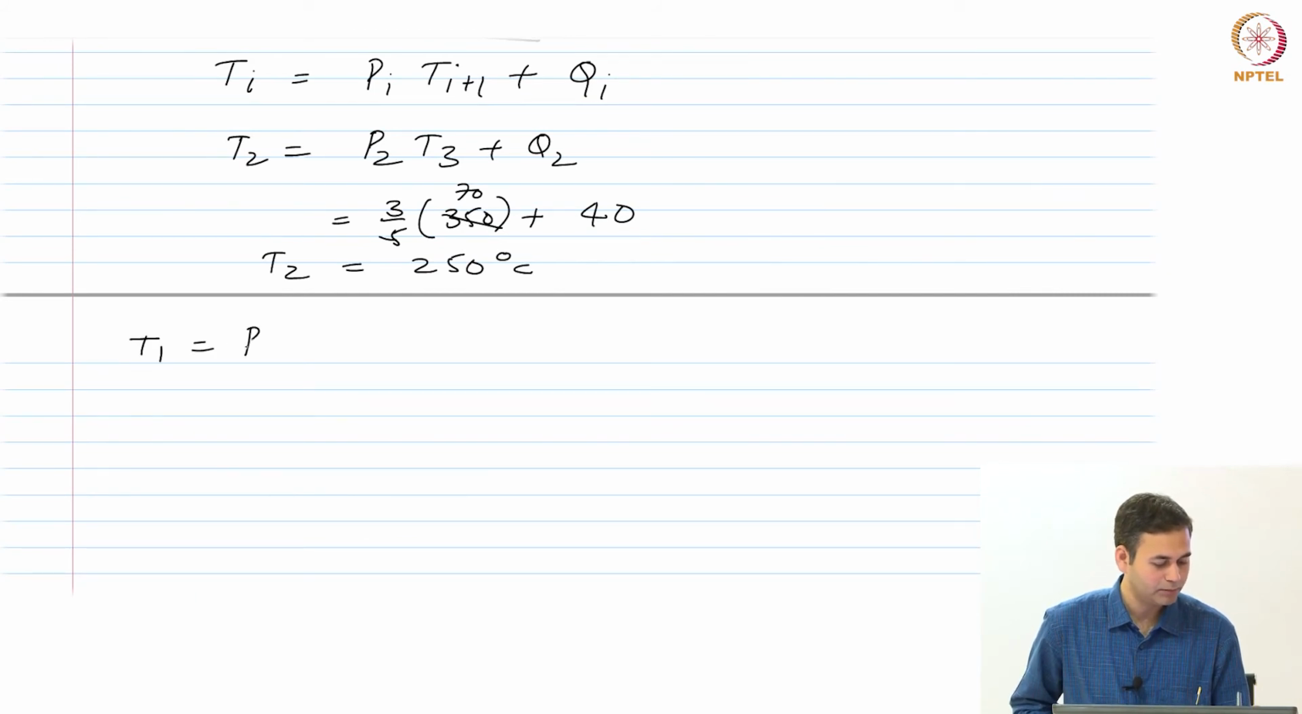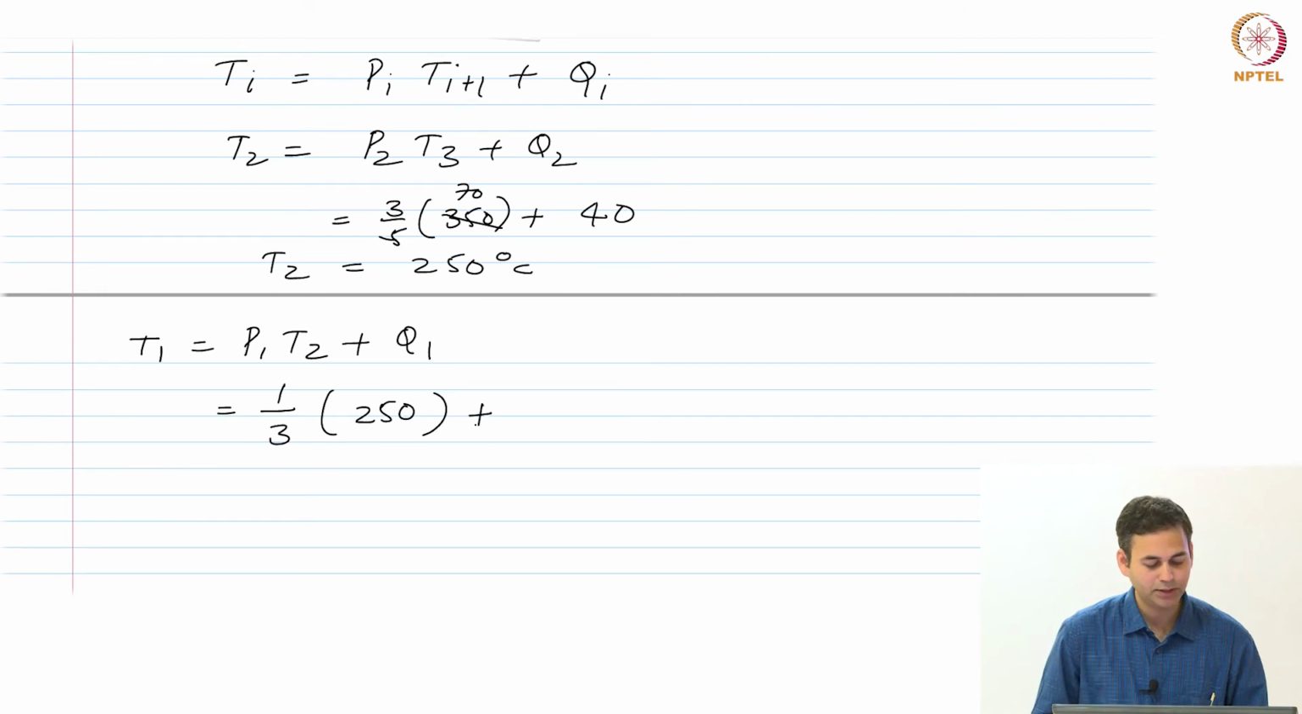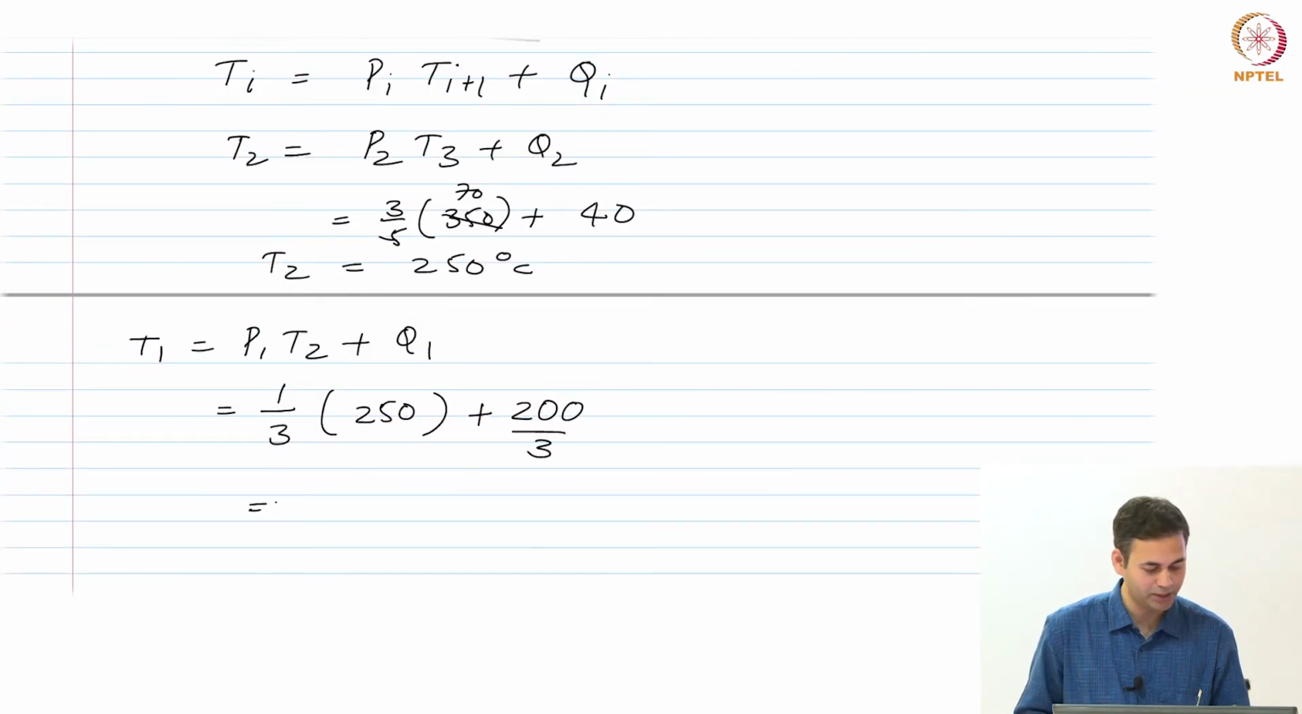T1 equals P1 T2 plus Q1, right. How much was P1? 5/3, okay. 5/3 of 2, 1/3, okay. So, this is 1/3 of 250 plus how much is Q1? 200. Is P1 correct? 200 by 3, okay, that makes sense.